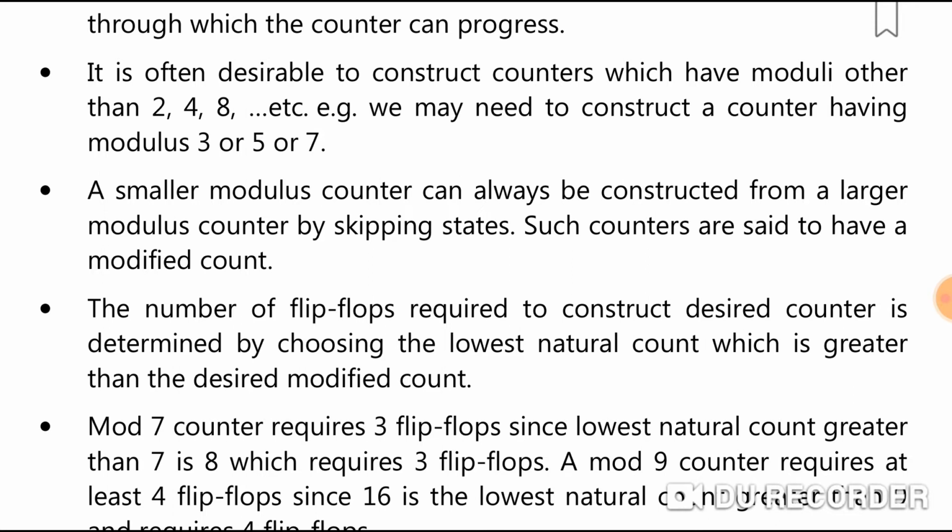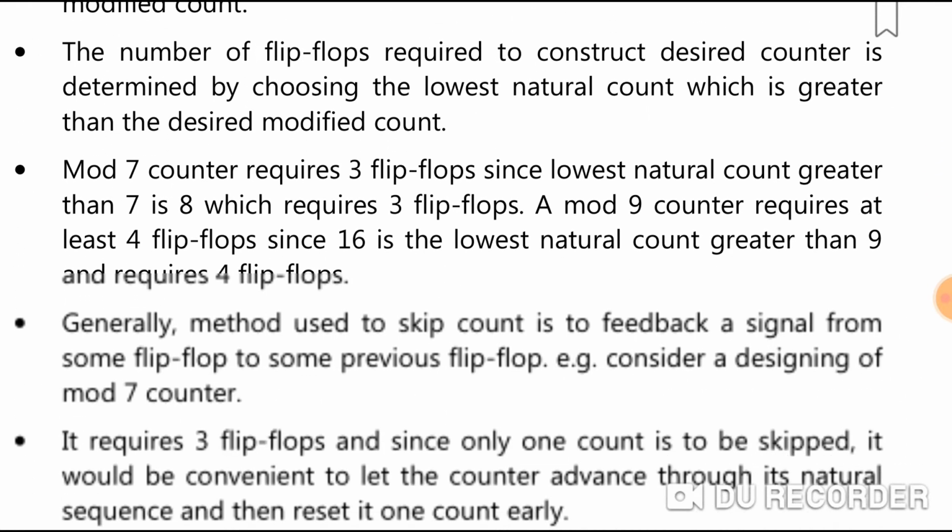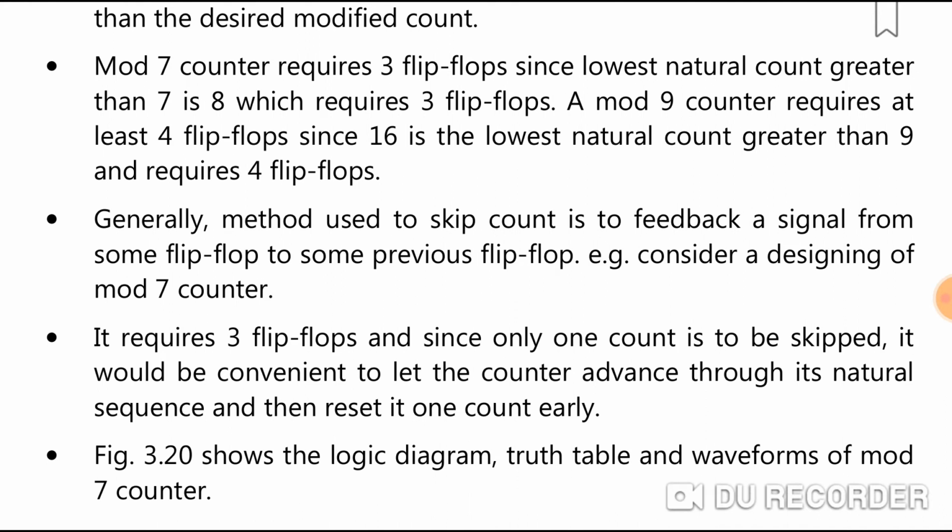Such counters are said to have a modified count. The number of flip-flops required to construct the desired counter is determined by choosing the lowest natural count which is greater than the desired modified count. A mod 7 counter requires 3 flip-flops since the lowest natural count greater than 7 is 8, which requires 3 flip-flops. A mod 9 counter requires at least 4 flip-flops since 16 is the lowest natural count greater than 9 and requires 4 flip-flops.